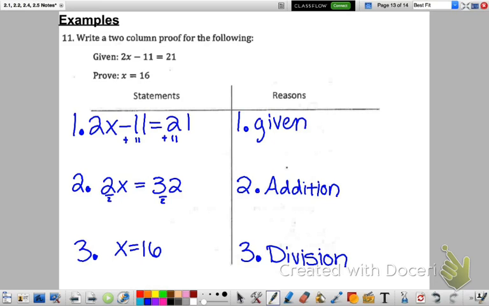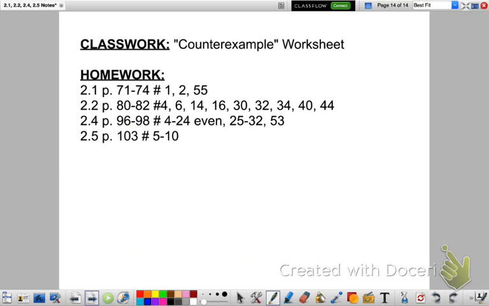So, we have just completed our first proof. There is some extra classwork on counterexamples on the back side of the notes paper, and these are the homework problems that accompany this part of the lecture. So, have fun, good luck.